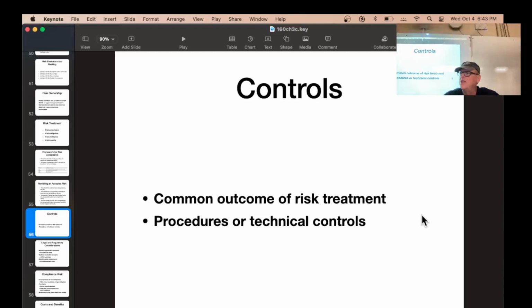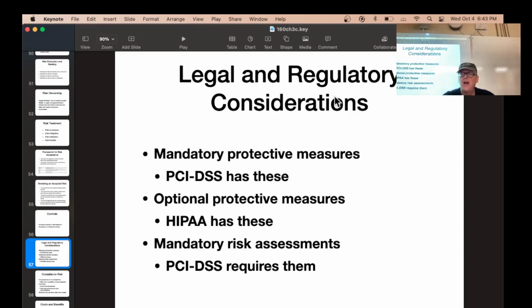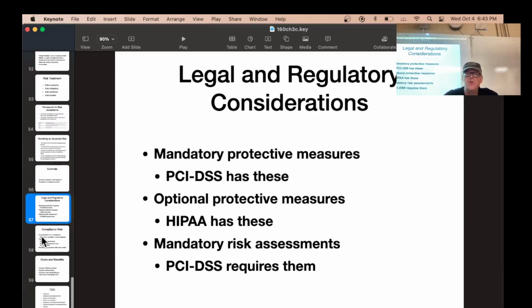And controls is typically what you do. If you decide you want to treat the risk, then you put in some kind of control to limit that risk. It can be a technical control like a firewall or a locked door, or it can be a procedural control where you have to get approval for something before doing it. And then, of course, you got compliance rules. You have required measures from your PCI DSS compliance or HIPAA or other ones. And these things will require certain mandatory protection measures and optional measures, and usually risk assessments, where you must have people come and audit your systems to make sure you're obeying the rules.